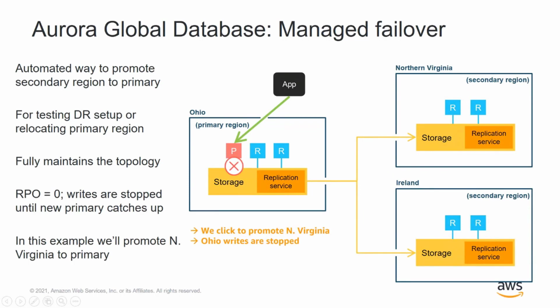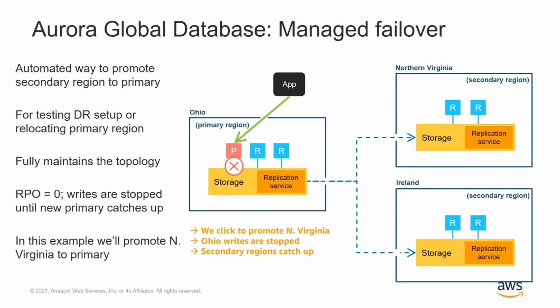Then Ohio stops for writes. We make sure that we drain Ohio so that we never lose data. And this is all managed for you. And all of this happens in the background without you having to write your own logic or your own scripts or solution. And then the secondary regions both catch up to make sure that they got all of the writes that happened in the Ohio, because we don't want to lose all that data.